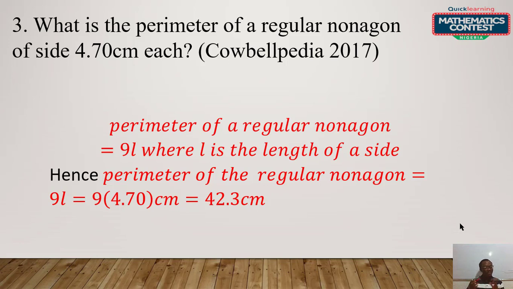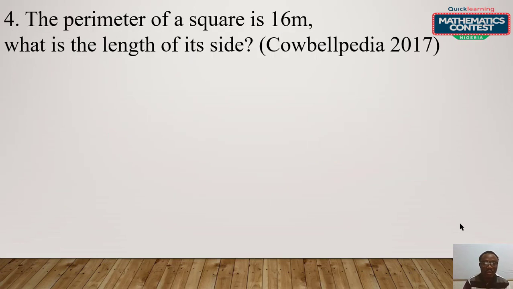There are higher-order polygons, but at least for your level, you should be able to recognize the first 8 polygons, from the triangle to the decagon. So to get the value of the perimeter is just 9 times 4.70, and the answer will give us 42.3 centimeters. Now that is just that for that.